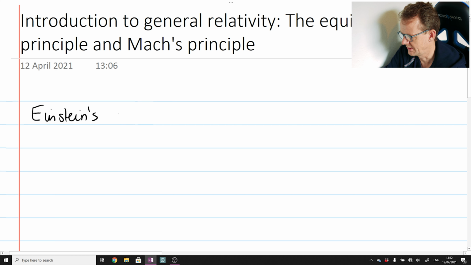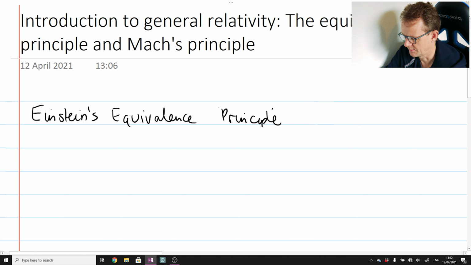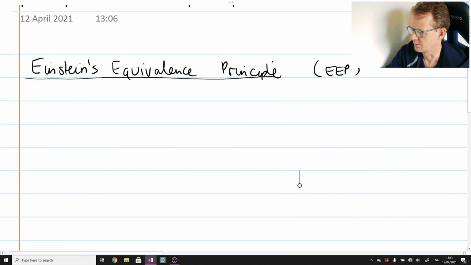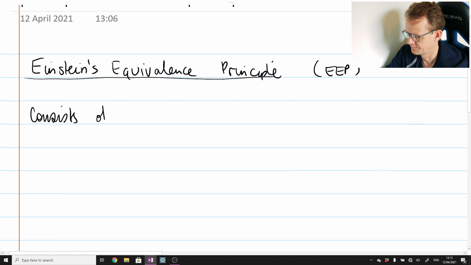So the first and certainly most influential principle underlying general relativity is Einstein's equivalence principle, EEP for short. Now, Einstein's equivalence principle consists really, in the modern understanding today, of three parts. One of them we've already seen.